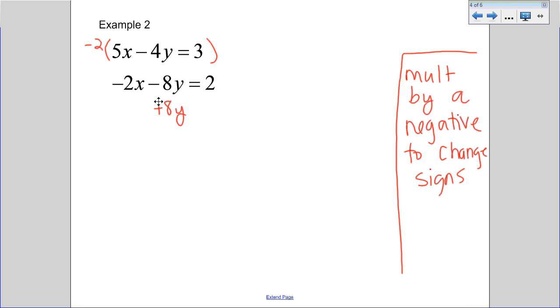Then I said, okay, what do I multiply 4 by to get 8? I multiply by a negative 2. Notice, ladies and gentlemen, I put parentheses in my problem, correct? And I put parentheses around the entire equation. So guess what that means about that negative 2? It has to get distributed and multiplied to the entire equation. Good job. So this is going to be negative 10x plus 8y equals negative 6.